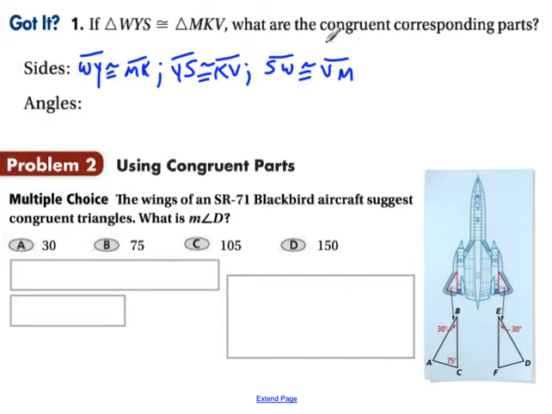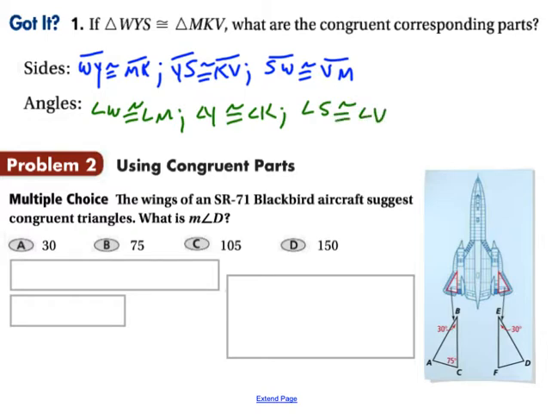Then it asks us, what are the congruent angles? Angle W should be congruent to angle M. We should have angle Y congruent to angle K. And we should also have angle S congruent to angle V.